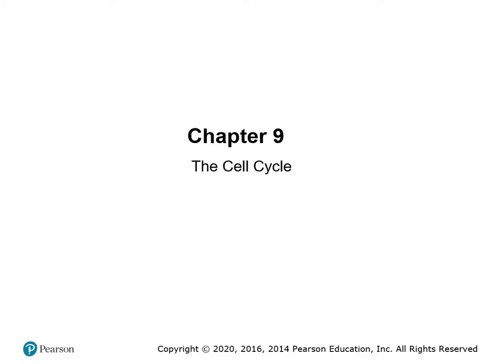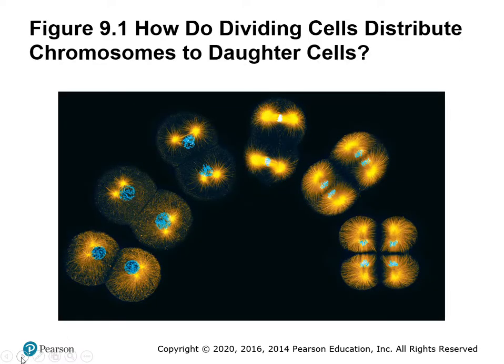All right, so today we're going to look at the cell cycle. This is a nice illustration in your text showing the cell cycle. The yellow are your mitotic spindles. The little sunburst in the middle are your centrioles. The blue circles are your DNA.